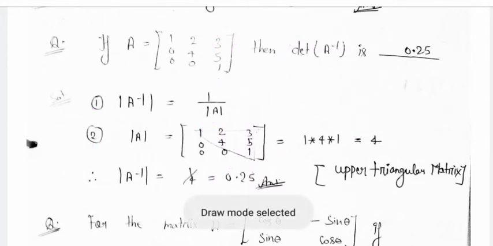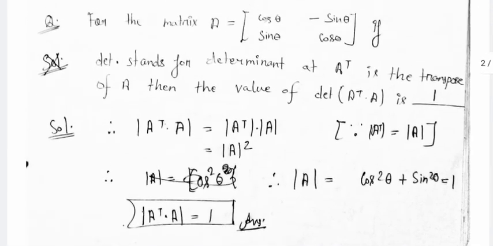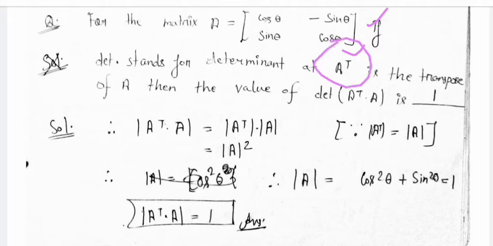So here, the next question is defined as: for the matrix A, defined as cos theta, minus sin theta in the first row and sin theta, cos theta in the second row, if det stands for determinant and A transpose is the transpose of A, then what is the value of determinant of A transpose dot A?